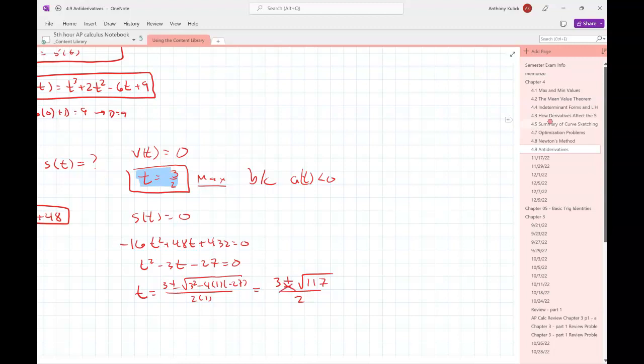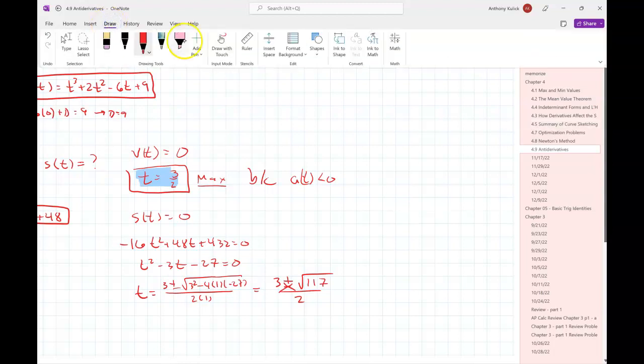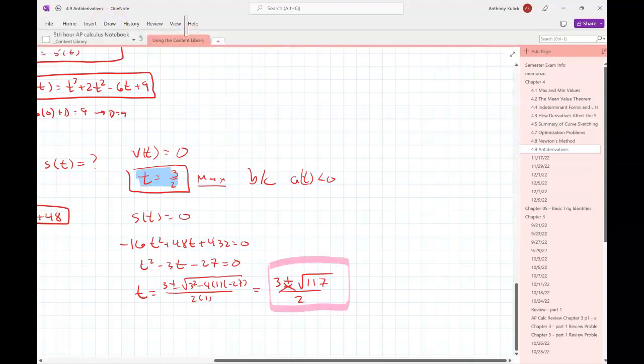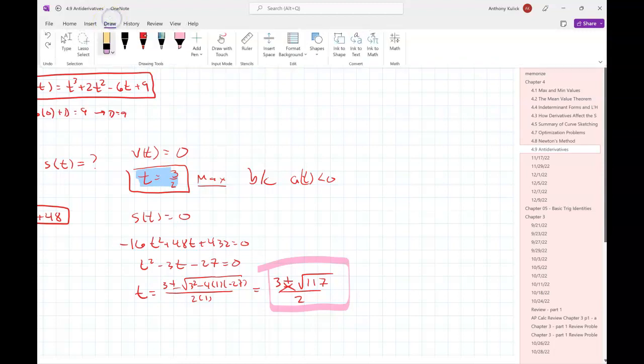And then I can discard the negative, right? Because the question is asking for a time. That has to be a positive number. So that'll be good. That's the answer. Yeah, you could turn it into a decimal if you wanted to. That would be fine as well. I just elected not to because you guys all have calculators.